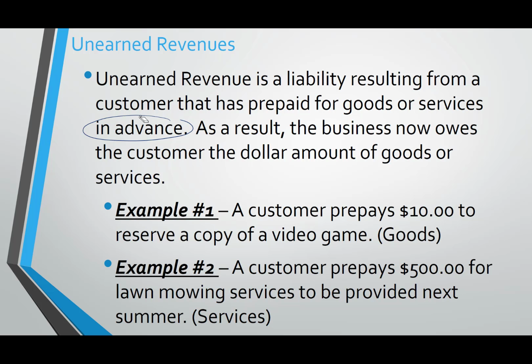The second example would be where a customer prepays $500 for lawn mowing services to be provided next summer. So let's say that the person asks you, for the 3 months, instead of being $600 or $200 a month, you can prepay and get $100 off. So if you do that, now you're prepaid up all the way through the summer for lawn mowing services, and then as the lawnmower comes and cuts your grass, he or she will be able to record the revenue as now earned once they provided those services.